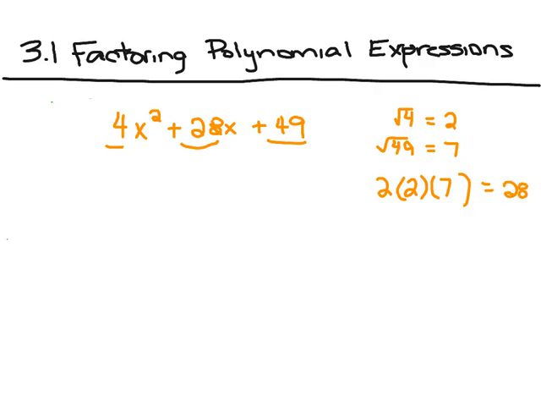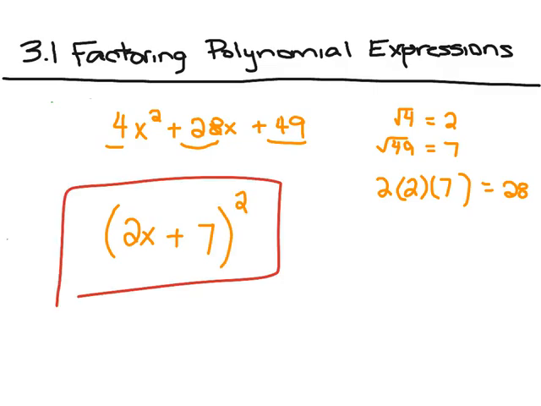So all you have to do when you know it's a perfect square trinomial, if you have both positives, you just do the square root of your first term, so 2x, plus the square root of your last term, and it's going to be squared. And that's your factored trinomial.